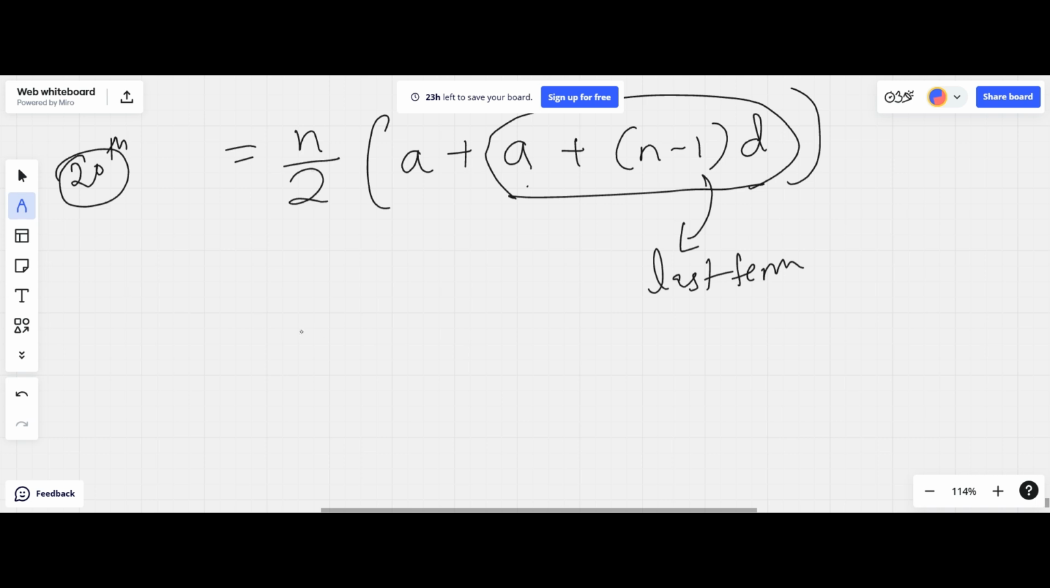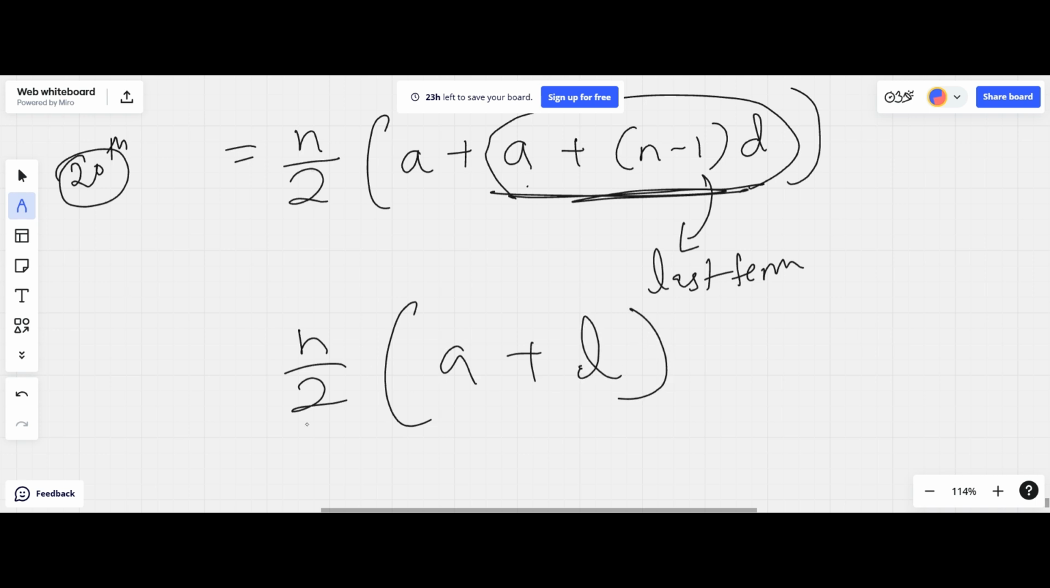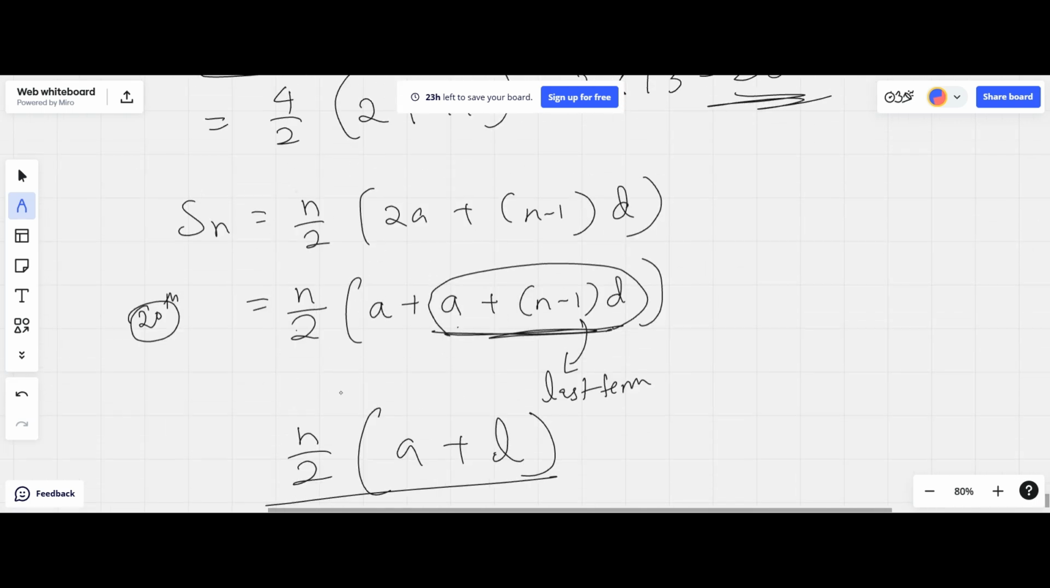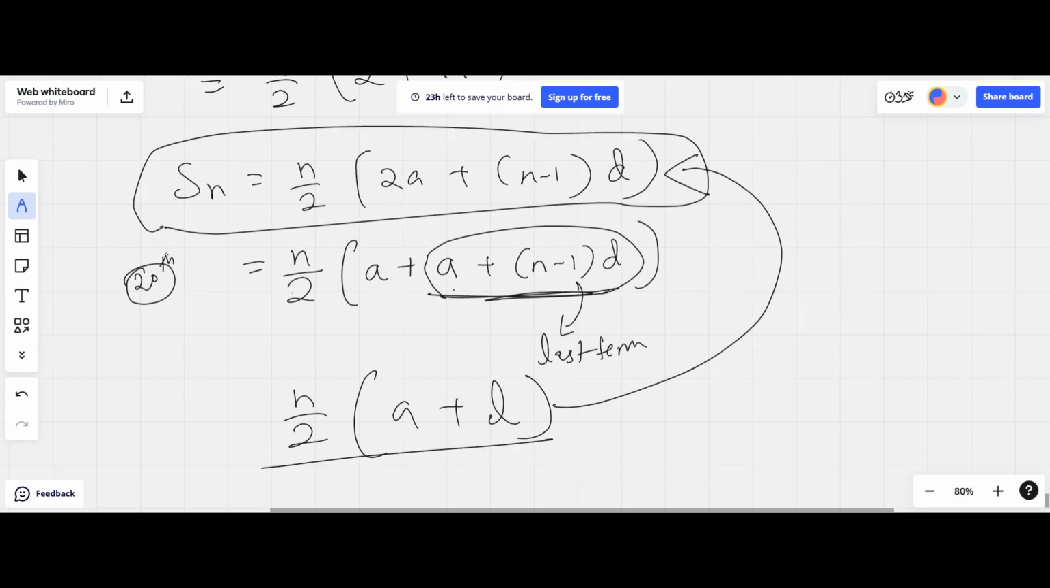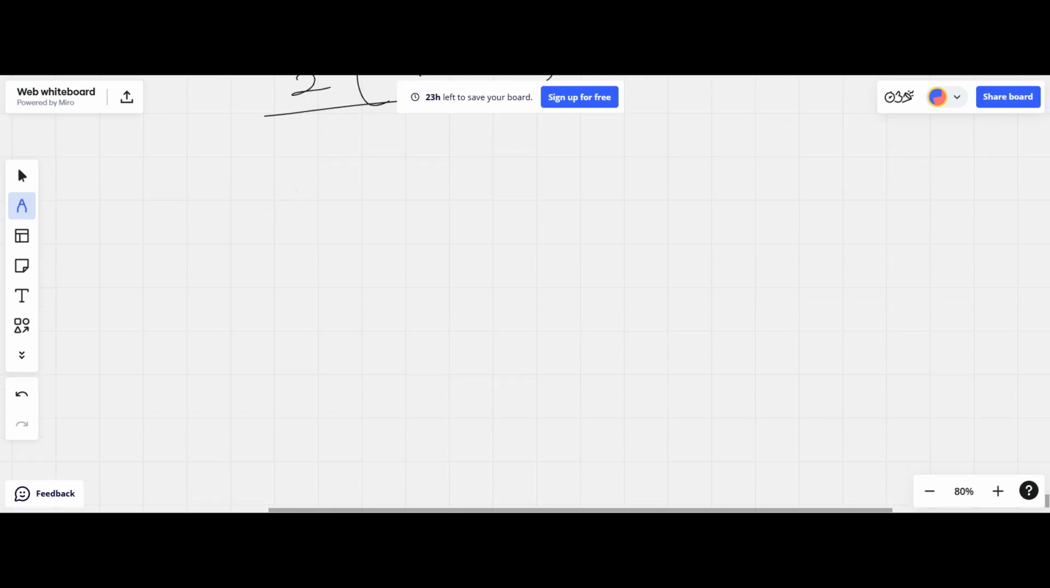Okay, so you can write this as n by 2 (a plus the last term), simply you can put L. So this is how this formula came. We are deriving this formula from this. If you know the last term, you can simply use this formula. Otherwise, you can always use this formula. Okay? Now let's do some questions and we'll finish today's session.